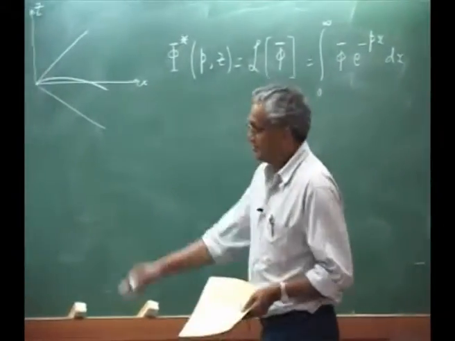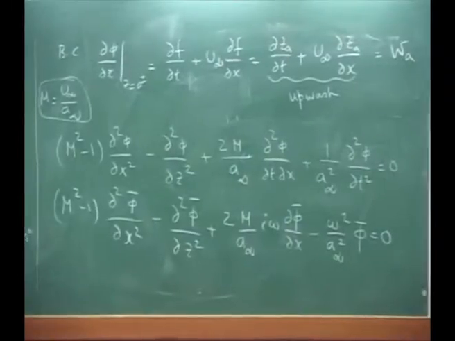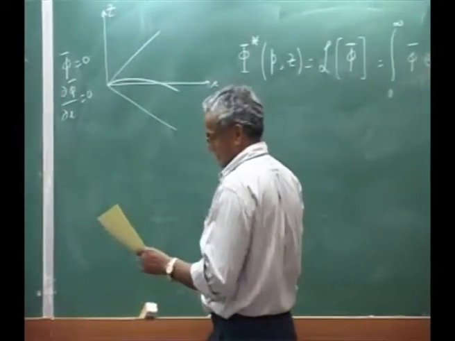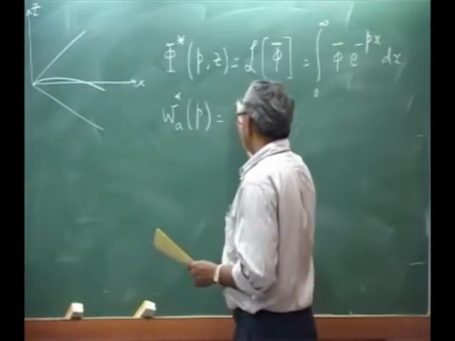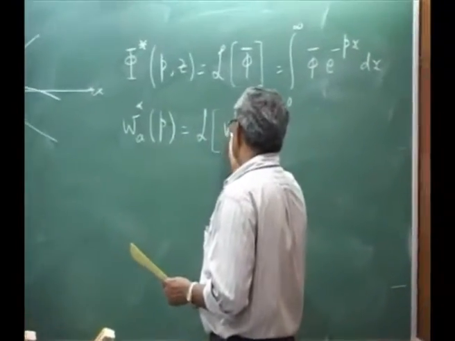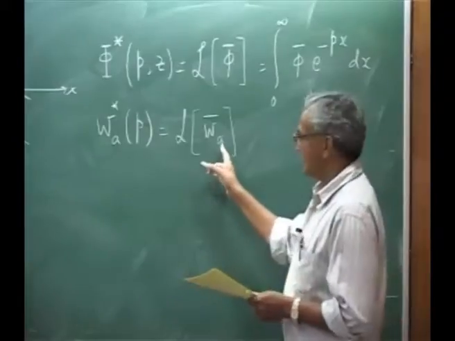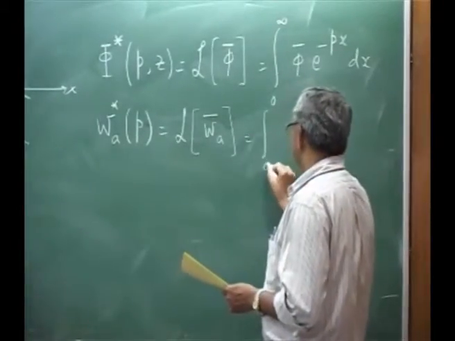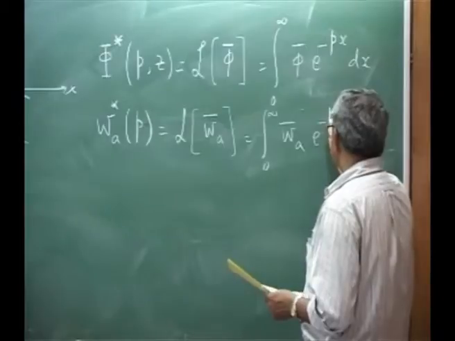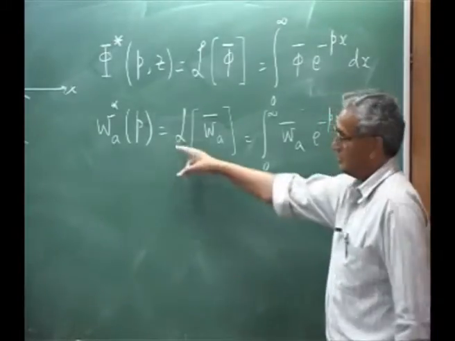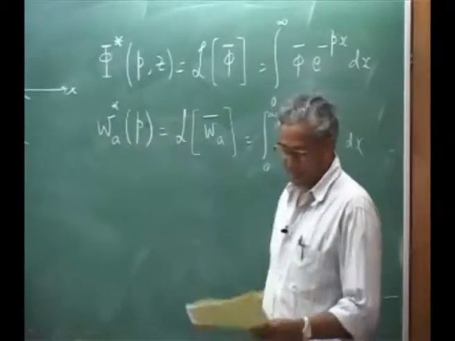Now, similarly for the w, the fluid motion, that also has to be changed to Laplace. So, w star is the Laplace of w bar, because this is a function of x. So, I can get a Laplace. This is integral 0 to infinity w bar e power minus p x dx, because this is the fluid velocity thing, and you will apply to the boundary condition also. Everything you have to apply that Laplace transform.